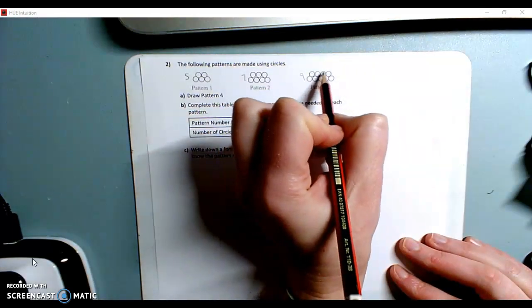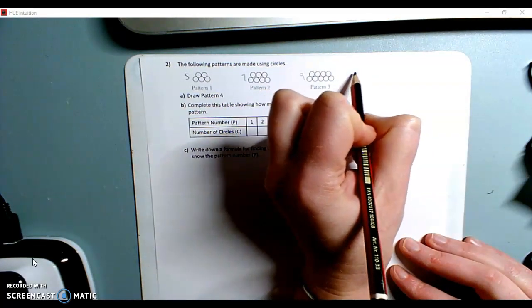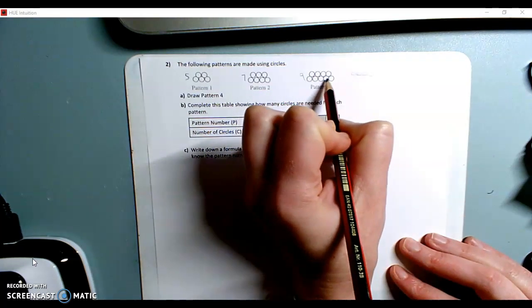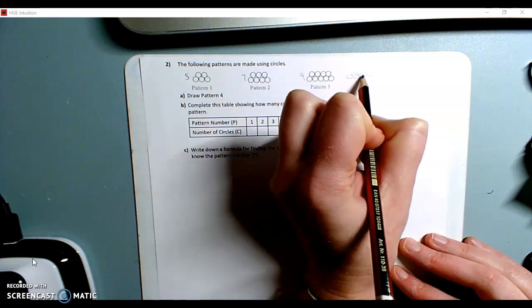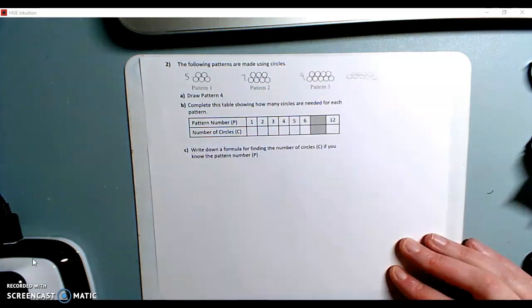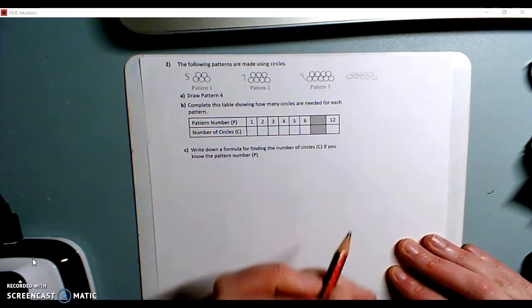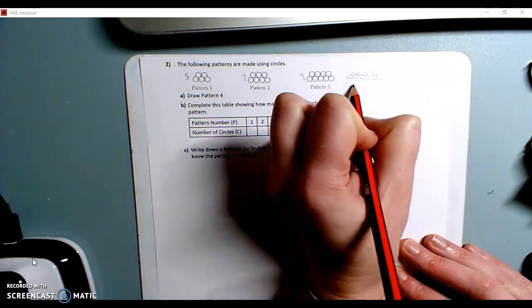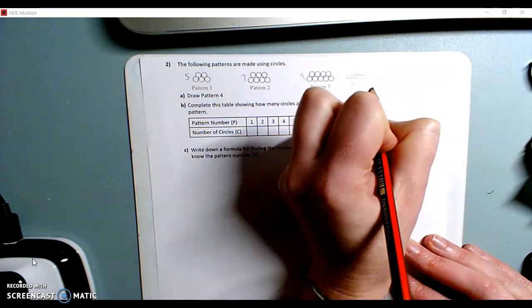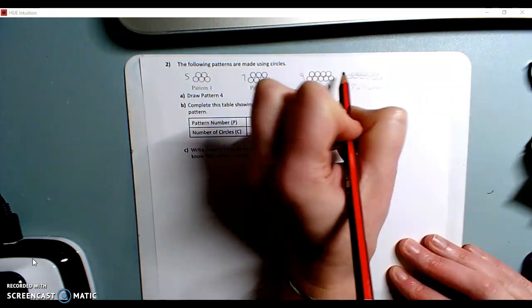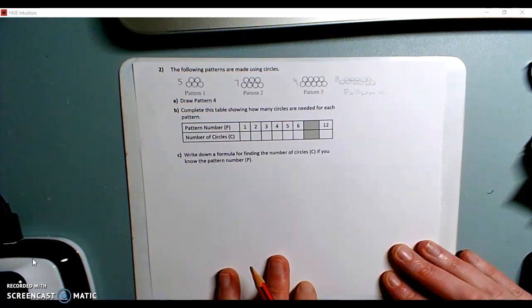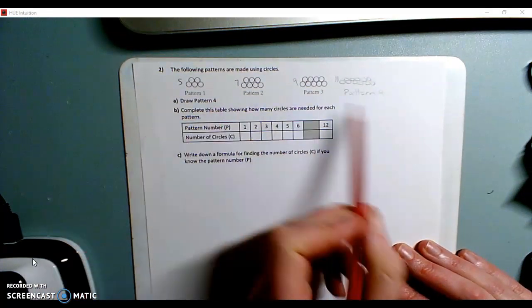So we have 1, 2, 3, 4 on top, 1, 2, 3, 4, 5 on the bottom, but then I need to add 2 more. So pattern 4 has 11 circles. So this will help us fill in the table.